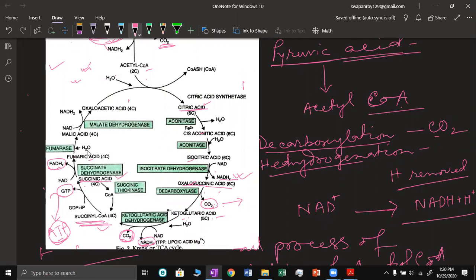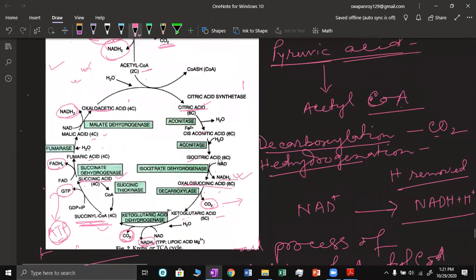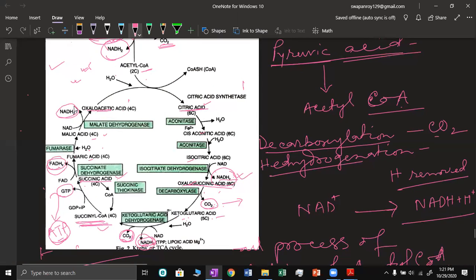And then fumaric acid, through two reactions, forms oxaloacetic acid. Fumaric acid first forms malic acid, and then malic acid to oxaloacetic acid. And during this, again NADH2 is produced. So these are the steps which are very important in this Krebs cycle, including the conversion of pyruvic acid to acetyl. One step of oxidation here, another step of oxidation is here, NADH2 production. Next one is here, next is this one and this one.